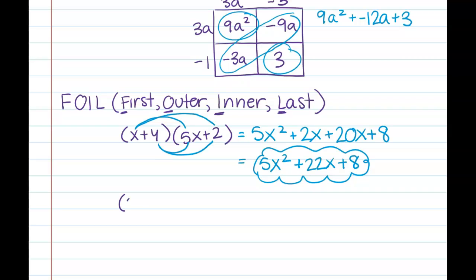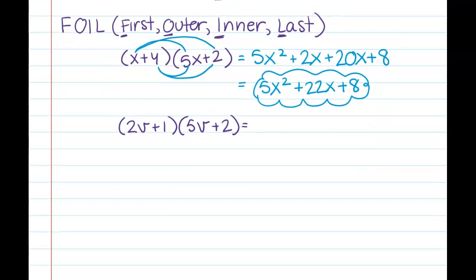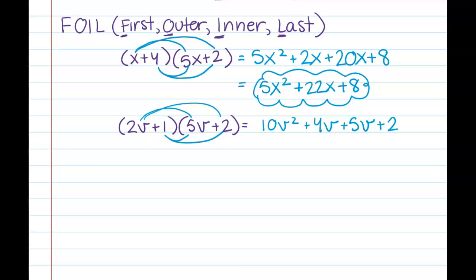Here's another. 2v plus 1 times 5v plus 2. Please pause the video and try this one. Okay, so for this one, 2v times 5v is 10v squared. 2v times 2 is 4v. 1 times 5v is 5v. 1 times 2 is 2. So we have 10v squared. 4 plus 5 is 9, so plus 9v plus 2.